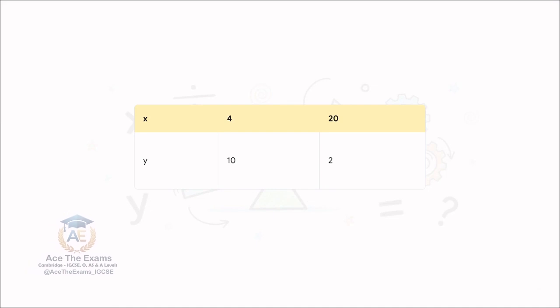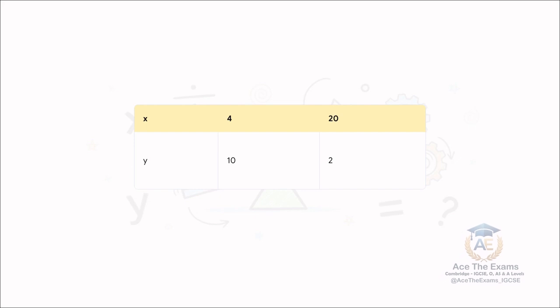Look at the numbers. When x is 4, y is 10. But when x shoots way up to 20, y drops down to 2. One goes up, the other goes down. It's a classic inverse proportion. So we jump straight to our shortcut formula, y equals k over x.